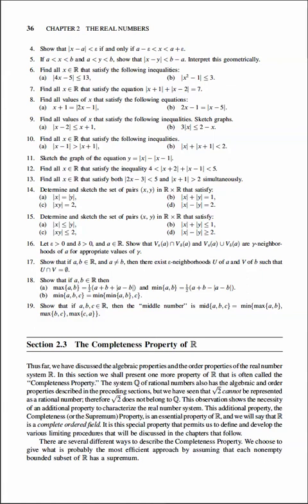Hi everybody, this is Cal with section 2.3, the completeness property of R. What we've talked about in this chapter so far is the field and order properties of R. In sections 2.3 and 2.4, we're going to talk about the other defining property of R, the completeness property.